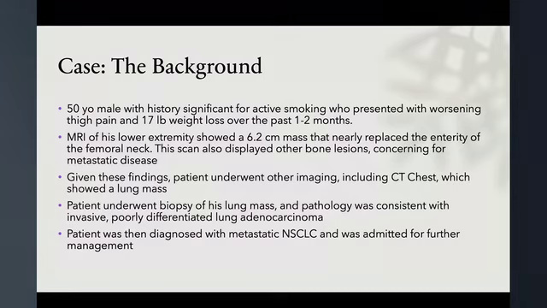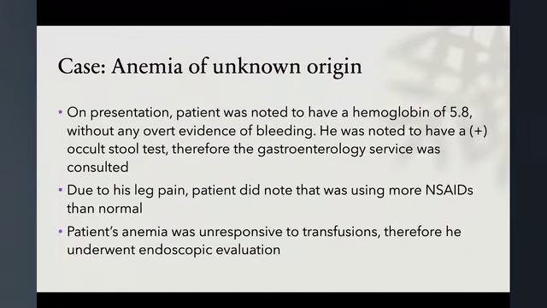Given these findings, he underwent further imaging to determine what his primary malignancy was. On his CT chest, he was found to have a lung mass. He underwent a biopsy, which then showed invasive, poorly differentiated lung adenocarcinoma. With this new diagnosis of metastatic lung cancer, he was admitted to the floors for further management. On presentation to the hospital, he was also noted to have anemia with a hemoglobin of 5.8.